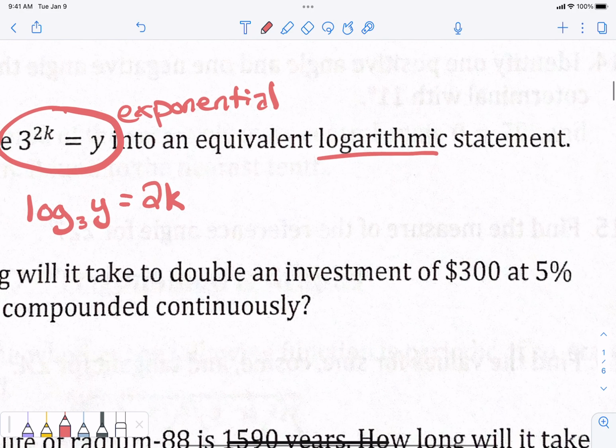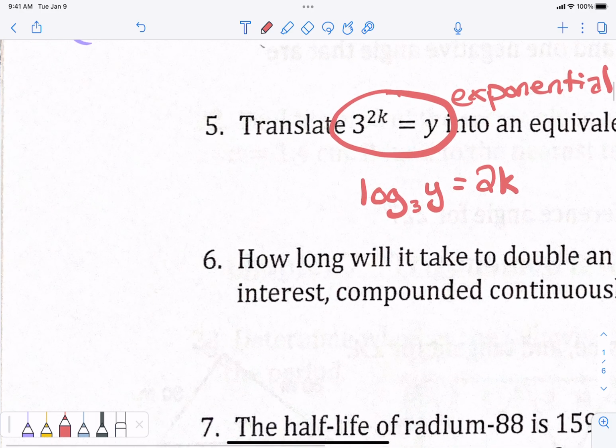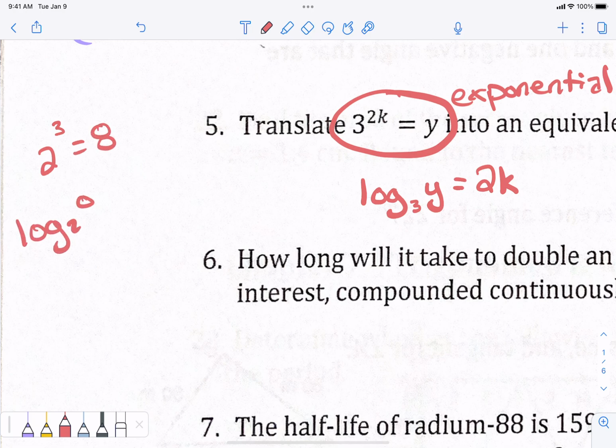Whoa, stop. Can you do maybe an example the other way around? Sure. I'm even going to do that. 2 to the third power equals 8 would be log base 2 of 8 equals 3. That's the order that they go in. Okay?